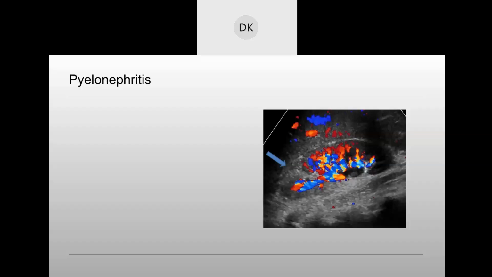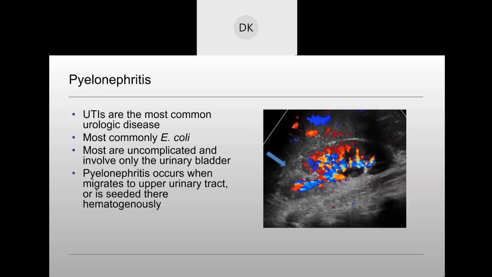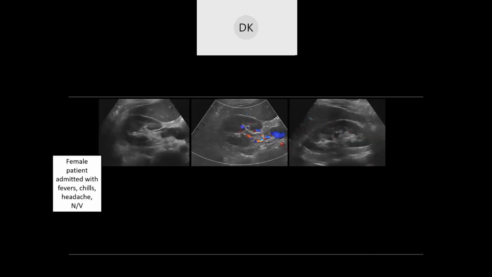And urinary tract infections are the most common urologic disease. It's usually due to E. coli, and most are uncomplicated and only involve the urinary bladder. So we see pyelonephritis when that infection migrates to the upper urinary tract, or if it's seated there hematogenously. And at that point, both the renal pelvis and the parenchyma become inflamed. The hematogenous spread we don't see as commonly. That's usually seen in the setting of intravenous drug use or endocarditis, or if a patient has some other extraurinary site of infection.